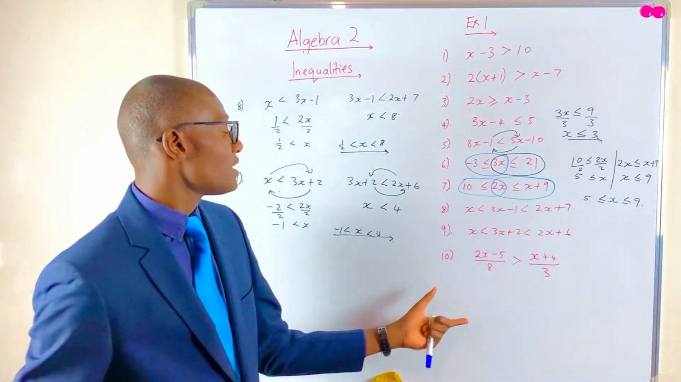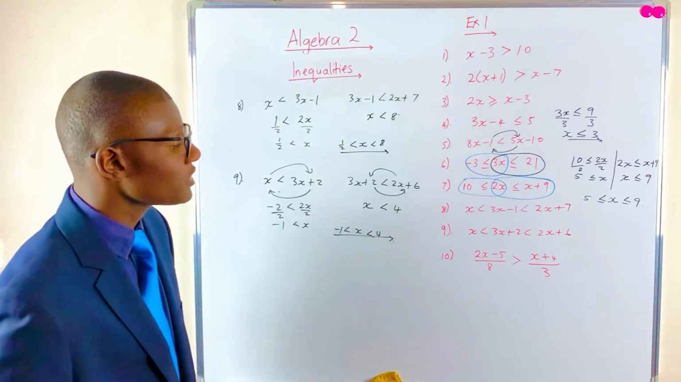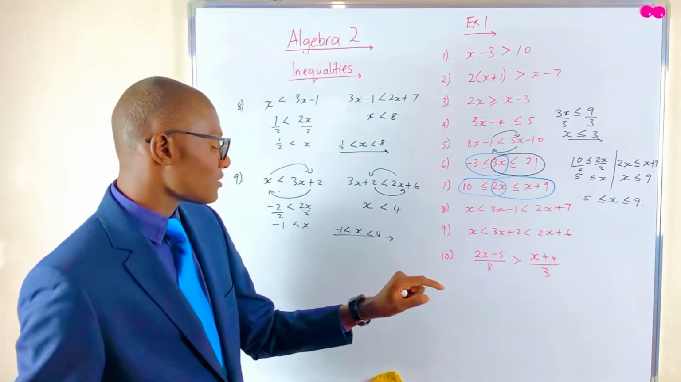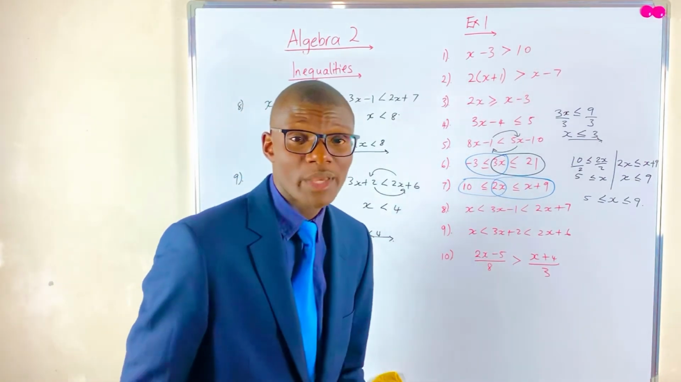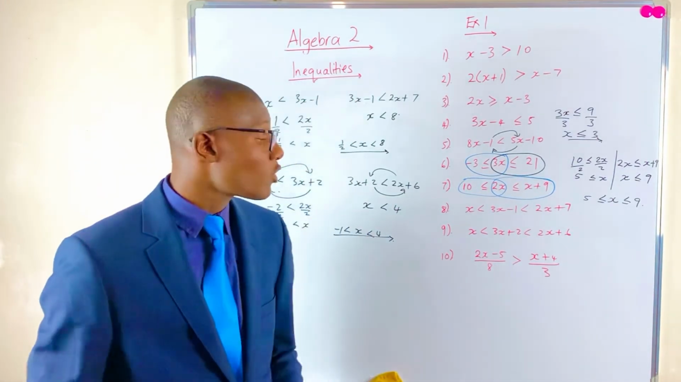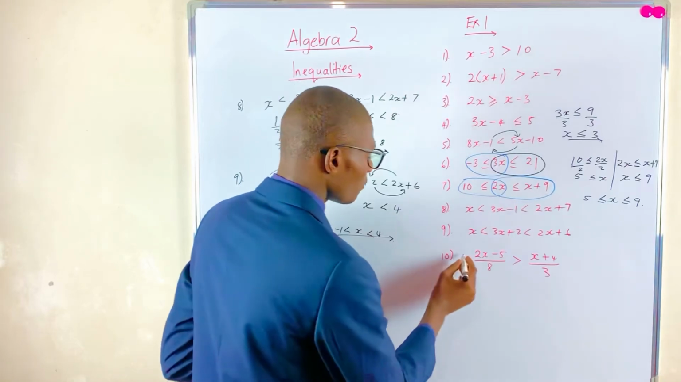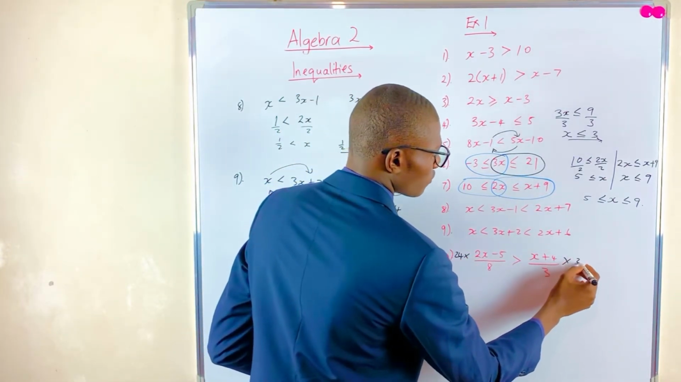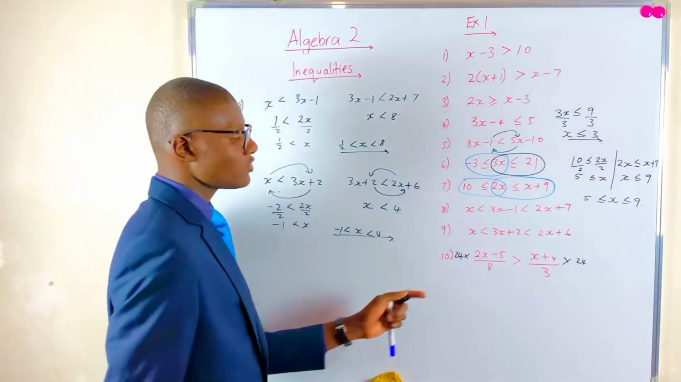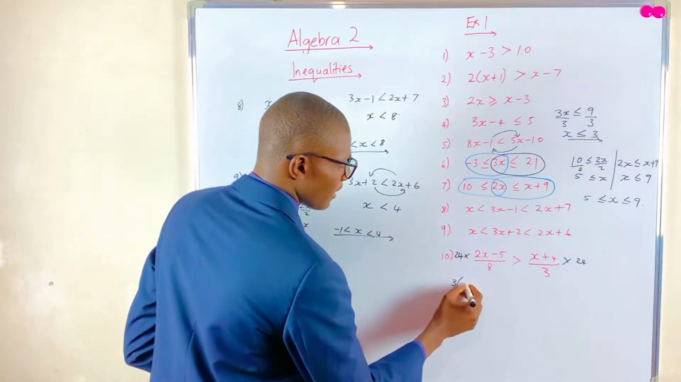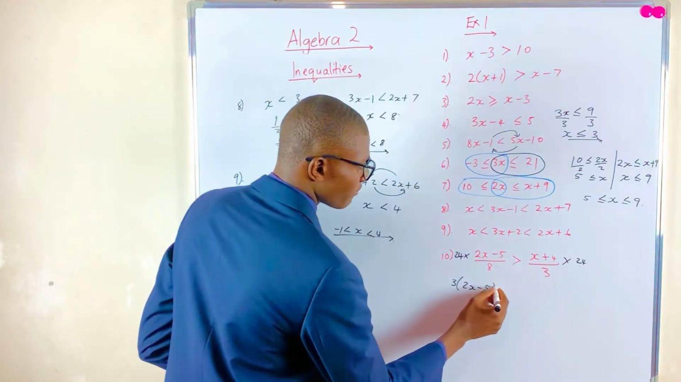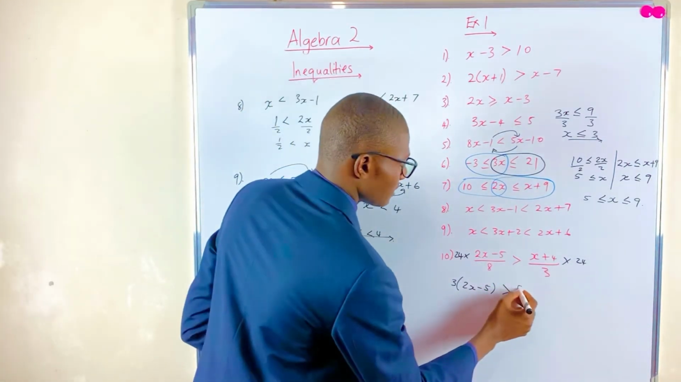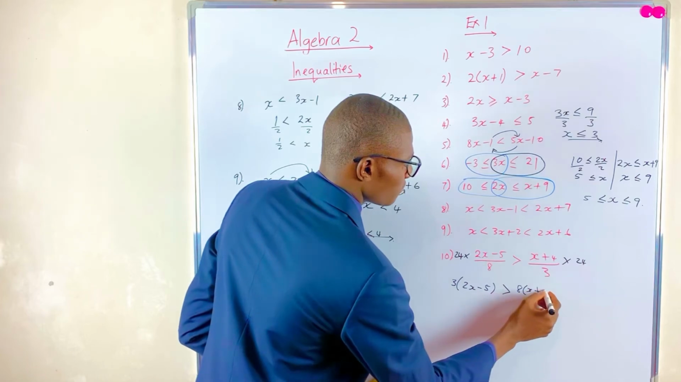So now with number 10, what do we have to do first with the 2x minus 5 over 8 being greater than x plus 4 over 3? We have to multiply throughout by the common denominator, which means you're multiplying here by 24, then you're multiplying there as well by 24. So 8 into 24, you get a 3. 3 times 2x minus 5 is greater than 3 into 24, we get an 8, 8 times x plus 4.